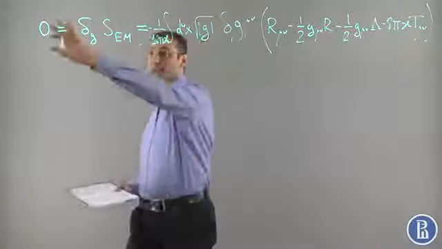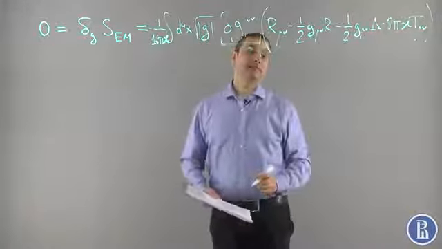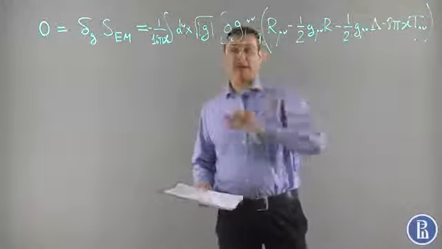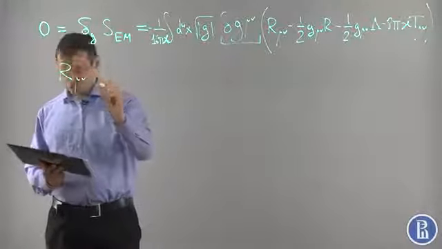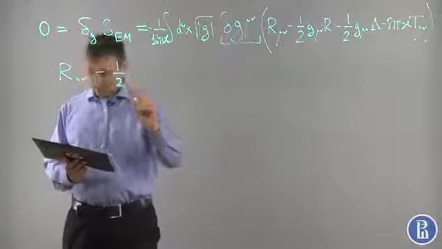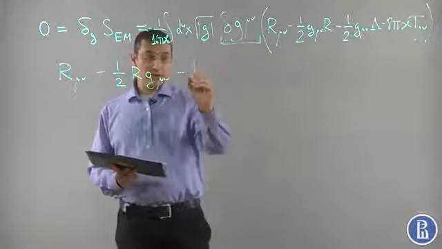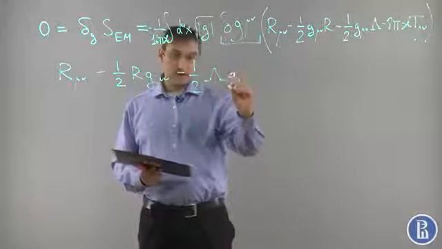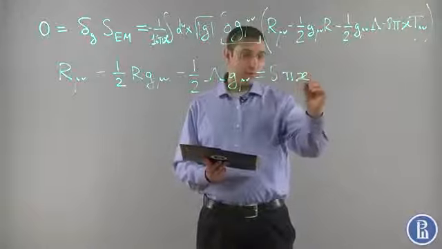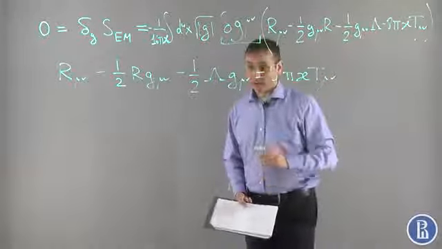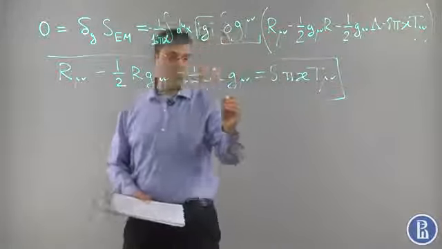So this has to be equal to 0 for any small delta g mu nu, for any value of this guy. For this to be true, we obtain the following equation: R mu nu minus 1/2 R g mu nu minus 1/2 lambda g mu nu equals 8 pi kappa T mu nu. This is the Einstein equation.